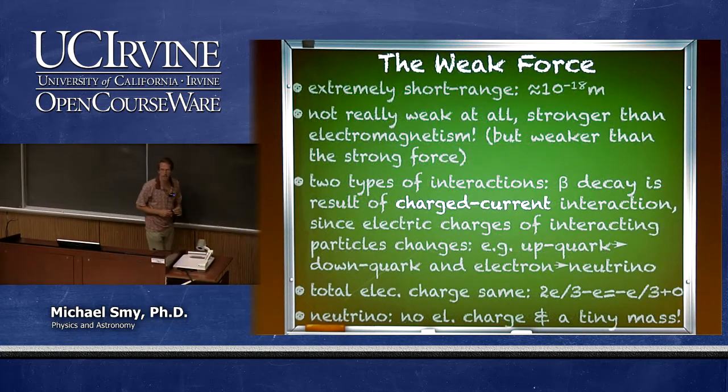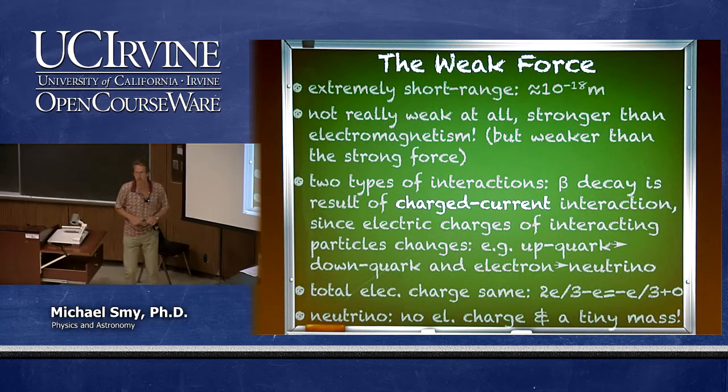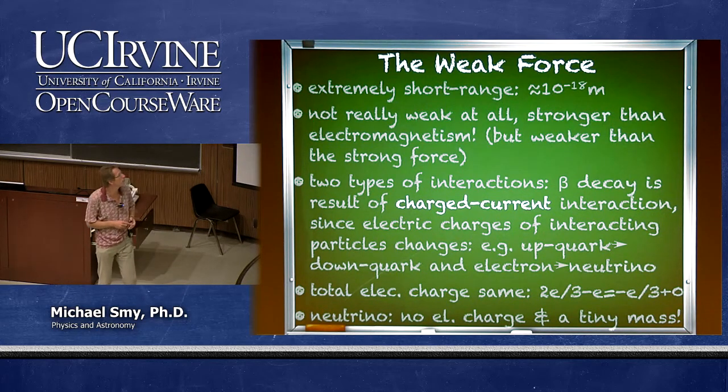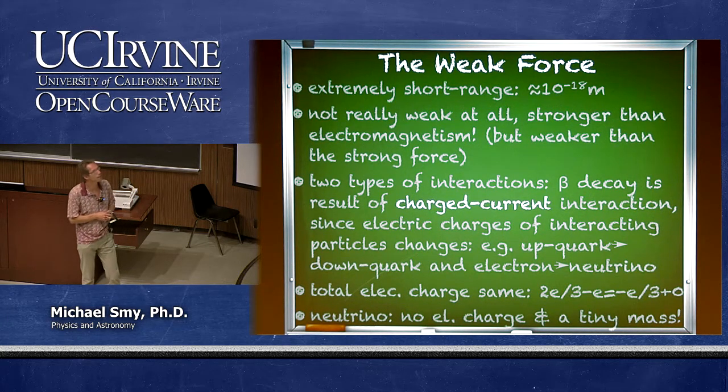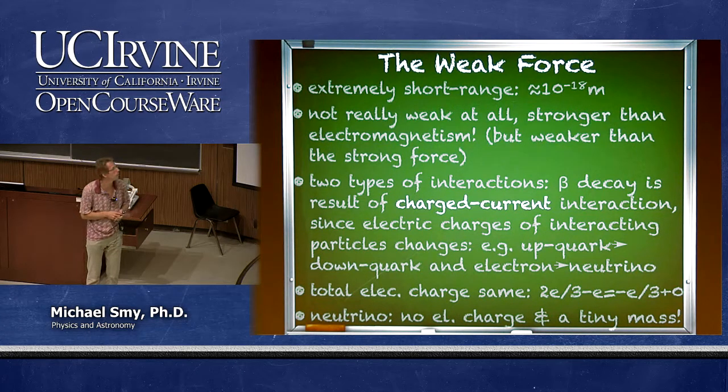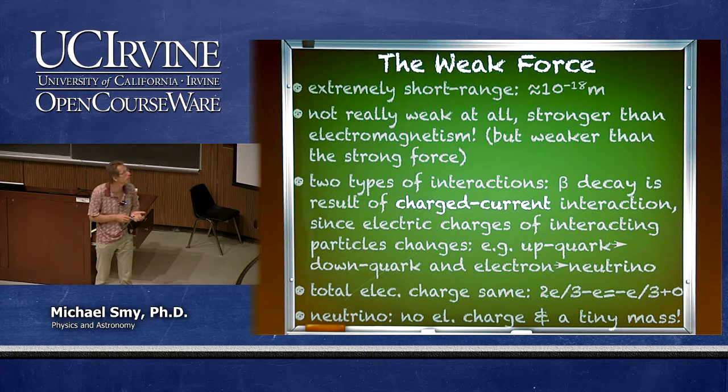So the weak force is extremely short in range. So we learned that the strong force is effective to about a femtometer or so, 10 to the minus 15 meters. The weak force range is still 3 orders of magnitude smaller than that. So it doesn't at all reach across the nucleus. The other thing is that the weak force is not all that weak. It's actually stronger than electromagnetism. It's just not as apparent as electromagnetism because electromagnetism has infinite reach and the weak force has this tiny reach only.